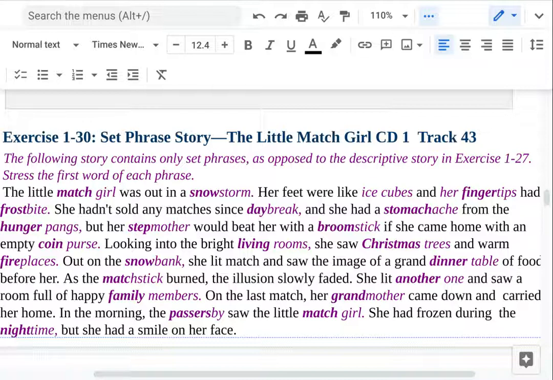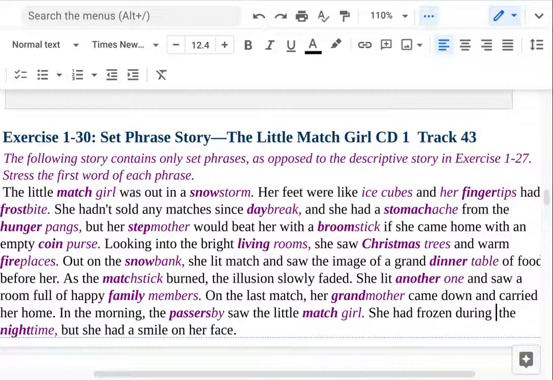She lit another one and saw a room full of happy family members. On the last match, her grandmother came down and carried her home. In the morning, the passers-by saw the little match girl. She had frozen during the nighttime, but she had a smile on her face.